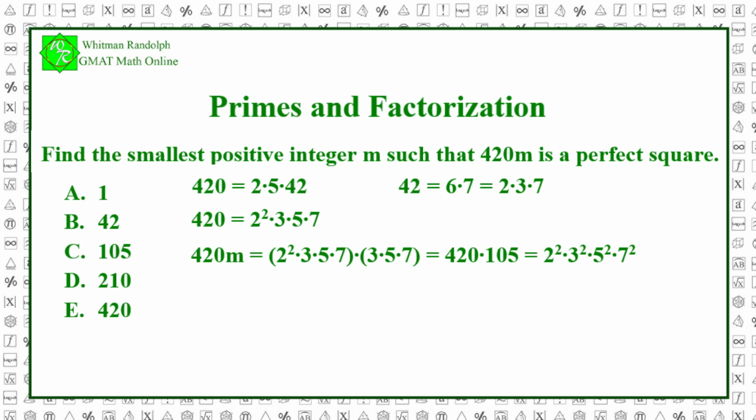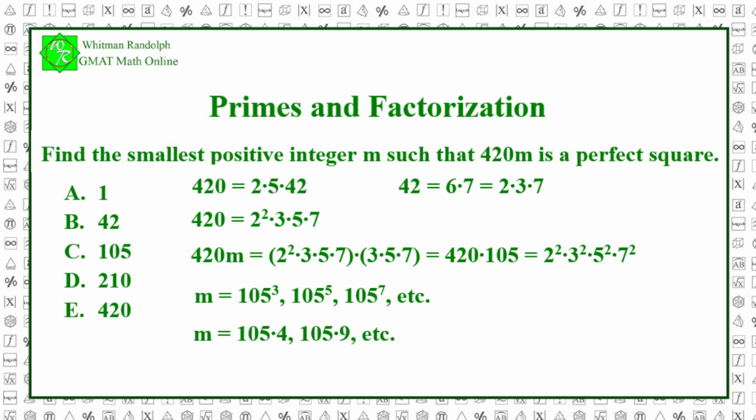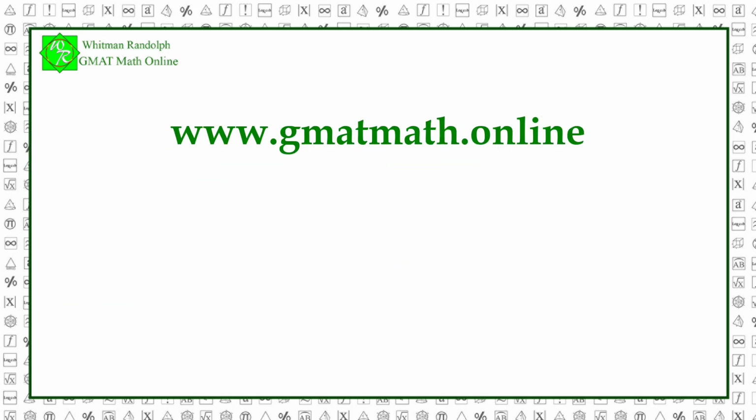Here are a few. m equals 105 to the third power, 105 to the fifth power, 105 to the seventh power, etc. In each case, these numbers would make the numbers in the factorization of 420m all have exponents divisible by 2. Here are some more values for m that work because they use perfect squares. m equals 105 times 4, 105 times 9, and so forth.